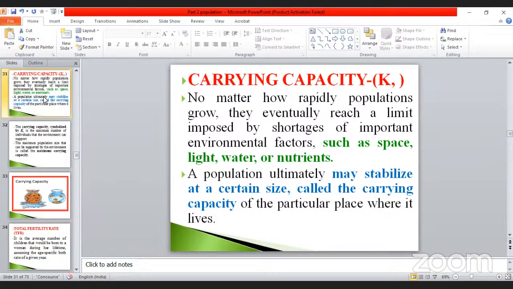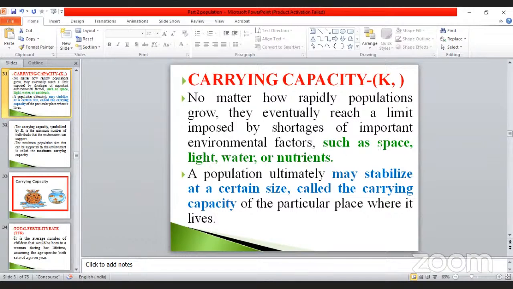That is the carrying capacity. For example, food, water, and climate conditions are the factors that enhance the growth of the population. See here, no matter how rapidly a population grows, it eventually reaches a limit imposed by shortages of important environmental factors such as space.